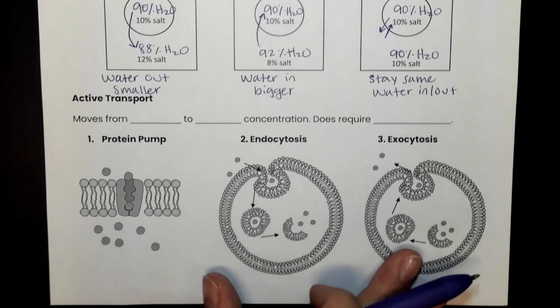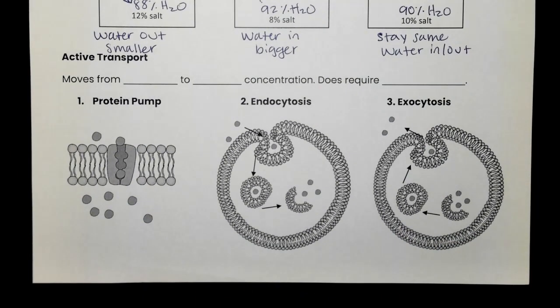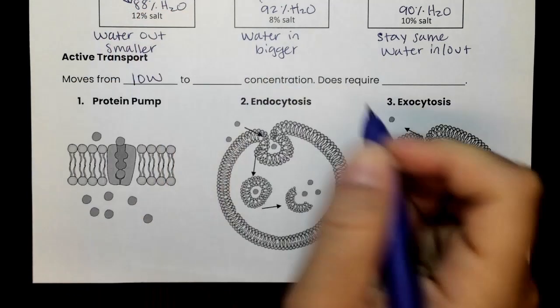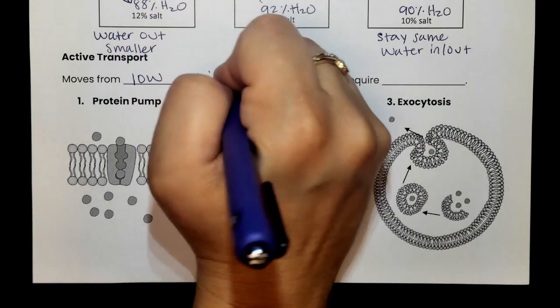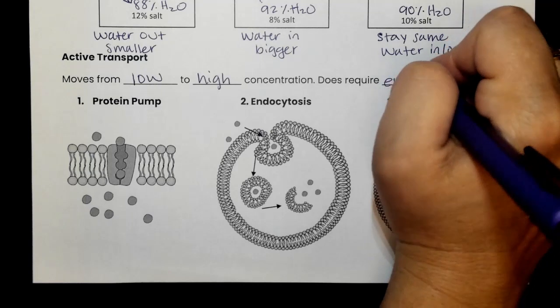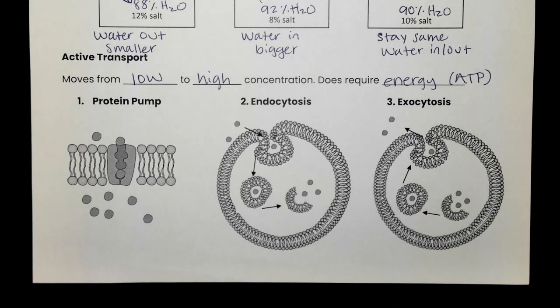And down here, the last part, we have active transport. So active transport is kind of the opposite of passive transport. Typically, it's going to move from an area of low concentration to high concentration. And it does require energy, or ATP. So just like with passive transport, we have 3 types of active transport.